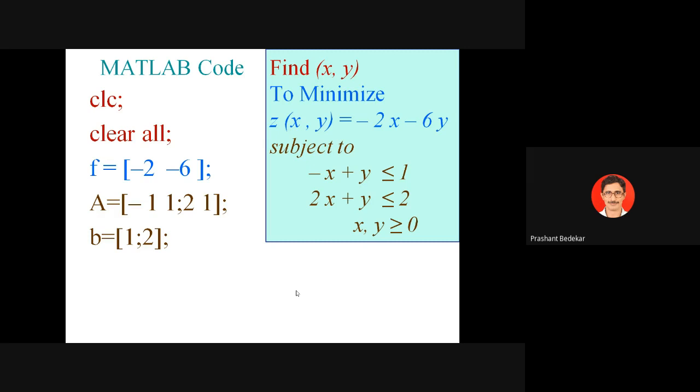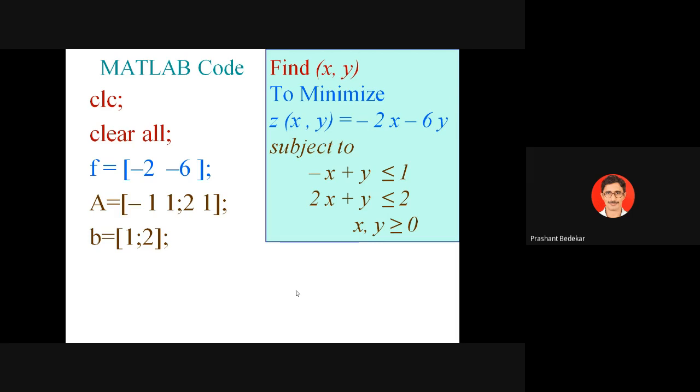1 semicolon 2, 1 comma 2 लिखा तो वहां एरर आ जाएगी, आपको आंसर नहीं मिलेगा. So 1 semicolon 2, 2 rows. Because matrix A is having 2 rows, so vector B should have 2 rows. Okay, then next comes AEQ, BEQ, which take care of the right hand side of the inequality constraint. AEQ, BEQ, which take care of equality constraint, left hand side and right hand side respectively.